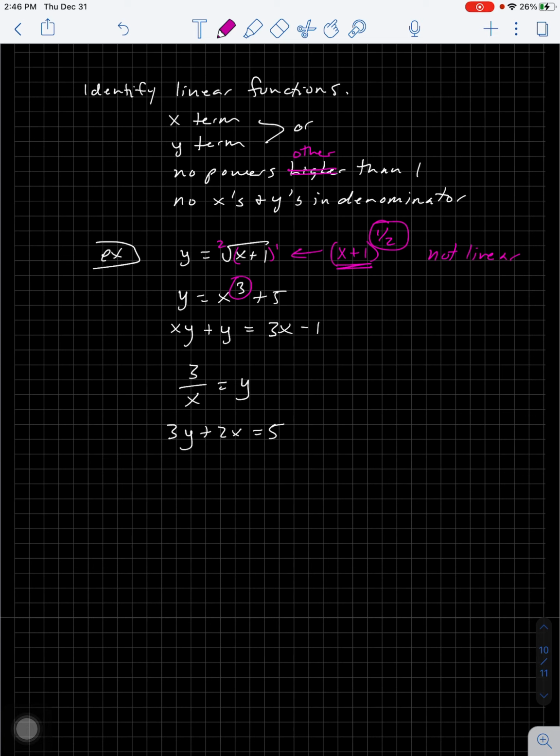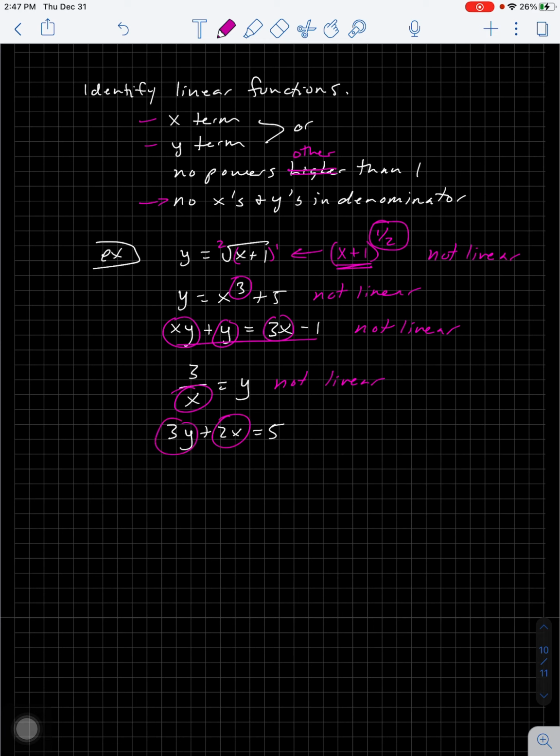Here again, for the same reason, you've got a cube. This is not linear. Now, this is an interesting one. I've got an x term and I've got a y term, so I can check off these first two. But I've also got an xy term, which is a different kind of term and too many. So this is also not linear. This one has an x in the denominator, so it violates this last requirement. So this is also not linear.